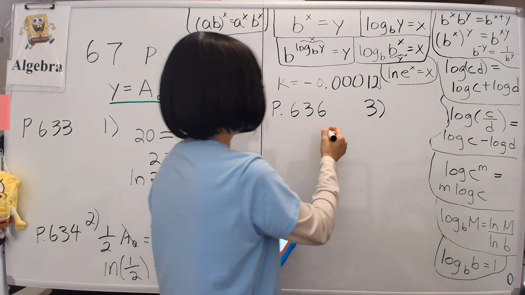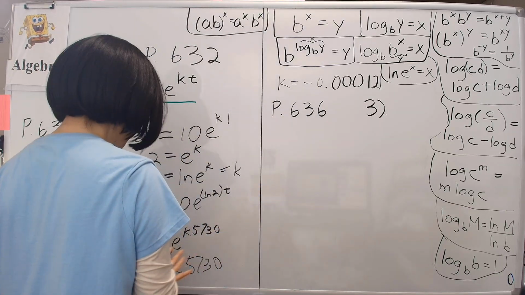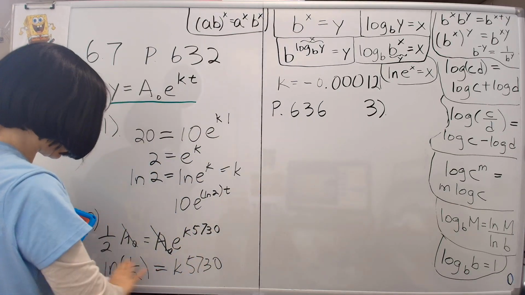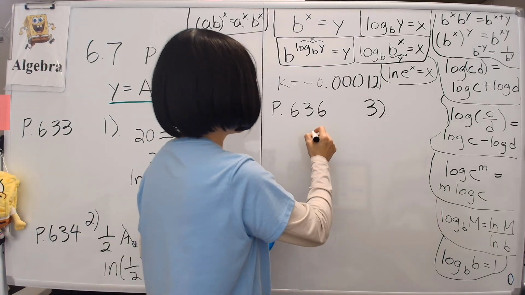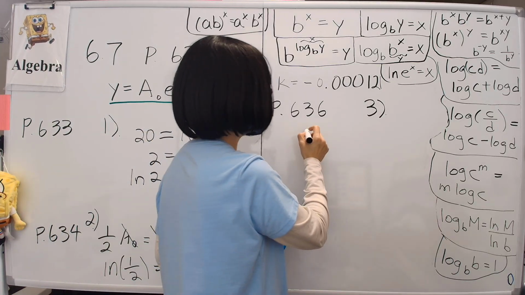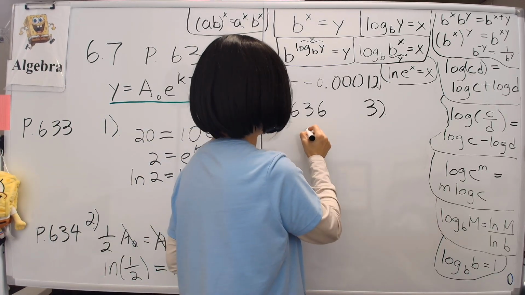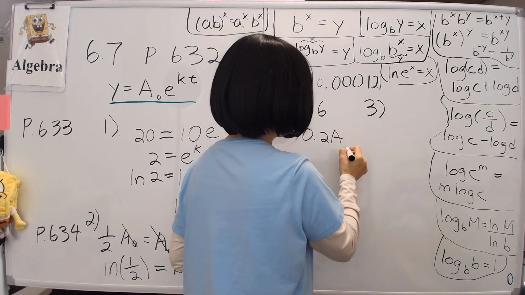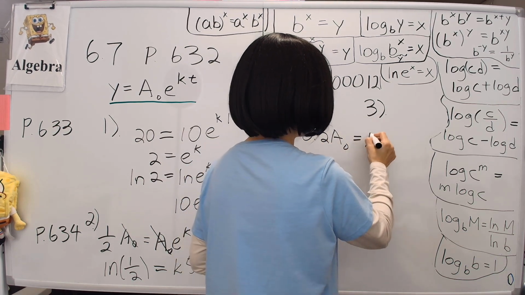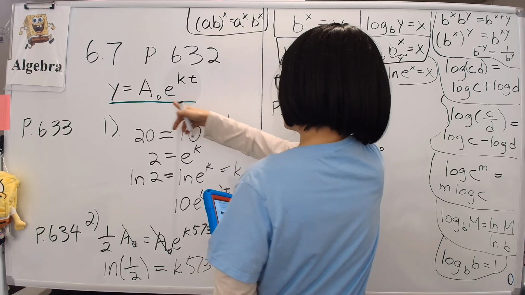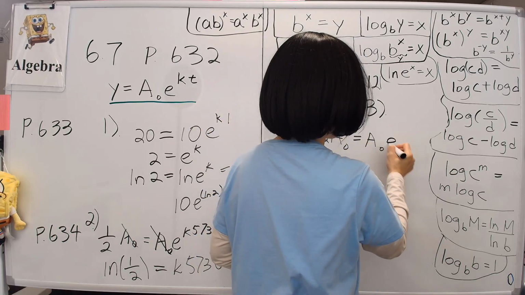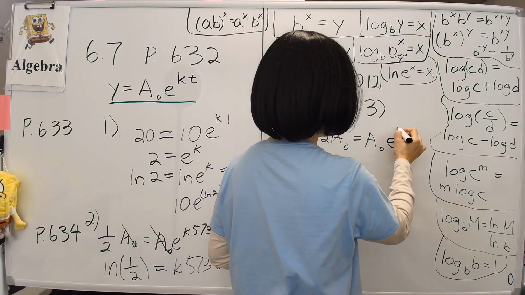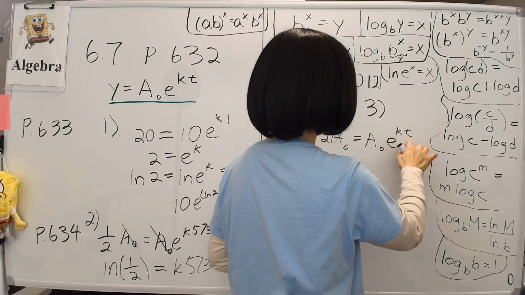So what we're going to do is the same as this one. Okay, let's write down this formula right here. However, at this time, we have only 20% of the original. So 20% is 0.2, okay? So 0.2 A0 is equal to A0. Let's write down the formula right here. E to the power kt. So t is what we're looking for.